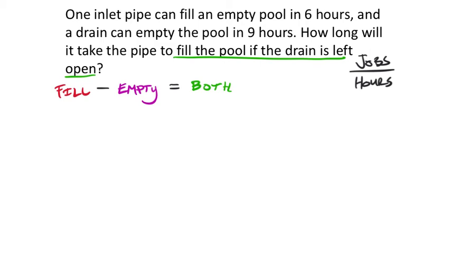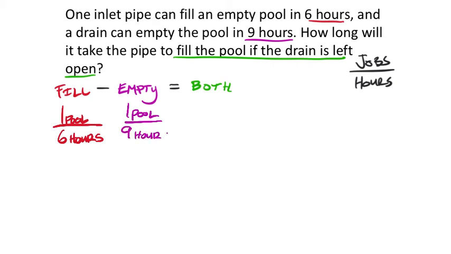Now, these fractions are going to be shown in jobs per hour. And so I know filling this up, I can fill one pool, and it's a ratio, one pool in, up here it says you can fill it in 6 hours. But then you can empty it in 9 hours, so emptying the pool, again, you can do one pool, empty it completely in 9 hours. And again, if you take the filling and then subtract the emptying, then you get both.